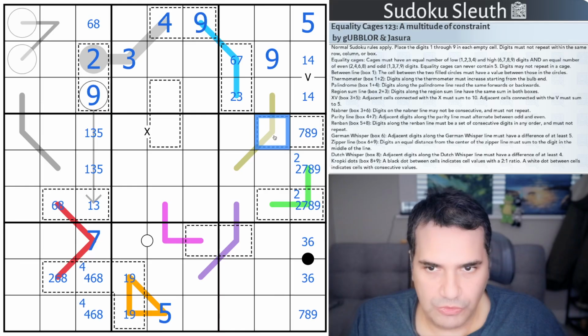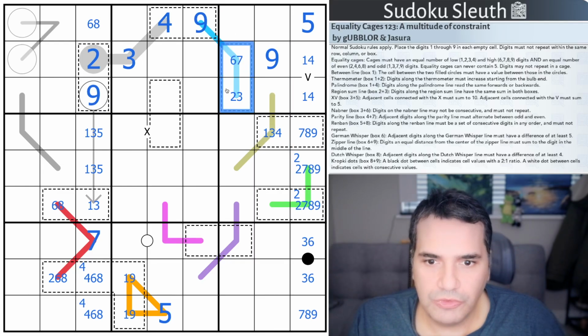This is the low digit though, and it's not a 2 because we're using it in the German whisper line. So this is 1, 3, or 4. I really want to resolve this cage. I just don't know how.